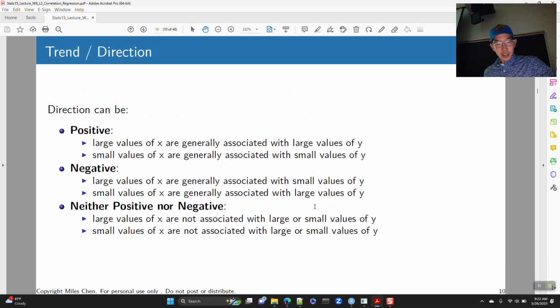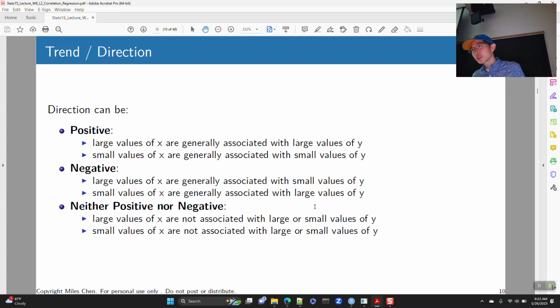The direction, we can say the direction of the relationship is positive or negative, or neither positive nor negative, okay? Positive means, and this is for linear relationships, large x goes with large y, and small x goes with small y. Negative flips around. Large x goes with small y, and small x goes with large y. So they work in opposite directions.